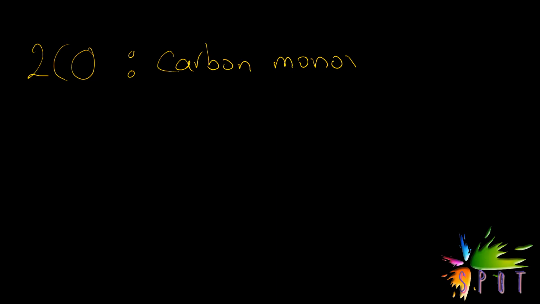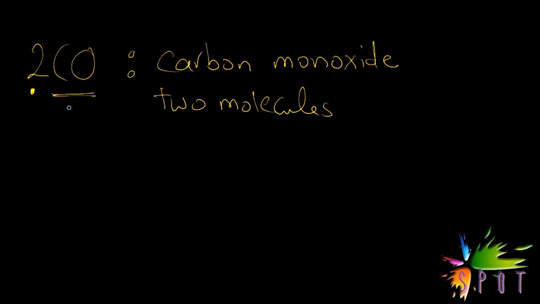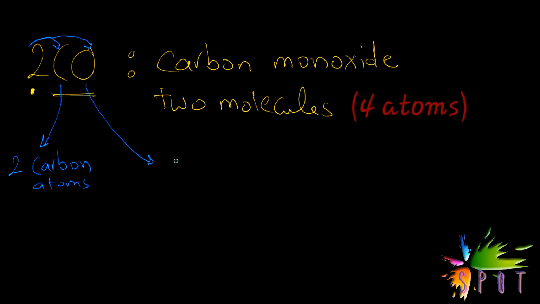2CO is called carbon monoxide. But here, there are two molecules of carbon monoxide. The number written before the chemical formula means the total number of molecules. So number 2 here is distributed between carbon and oxygen. By counting the atoms in this molecule, we will find that the molecule is composed of two carbon atoms and two oxygen atoms.